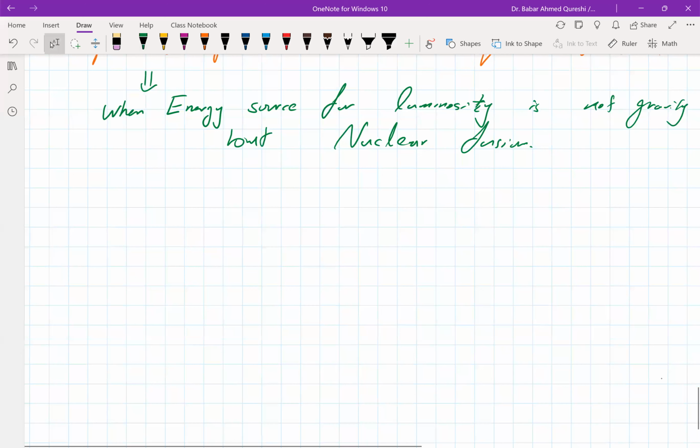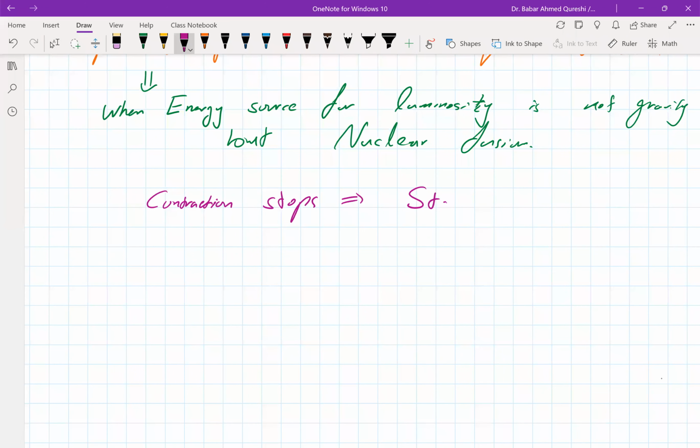And then when this happens, contraction stops, and we have a stable size and stable luminosity.